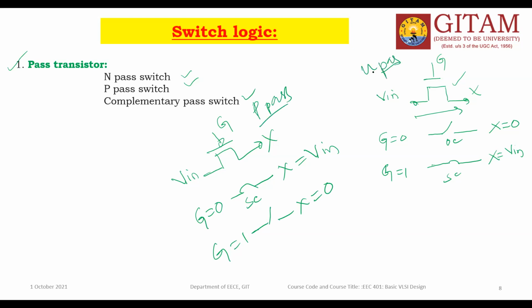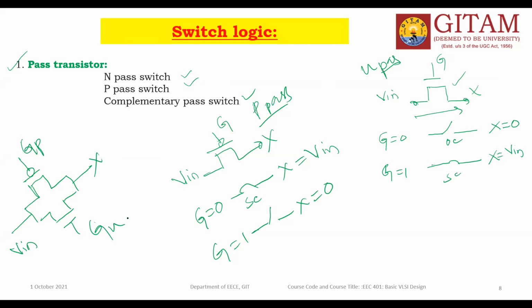Okay, the third one is the complementary switch. Complementary switch means this is one P pass switch and this is one N pass switch. You can join them like this and apply the input here and collect the output here. So this is the P pass and this is the N pass. Both the switches are there. So for example, this is GP and this is GN.